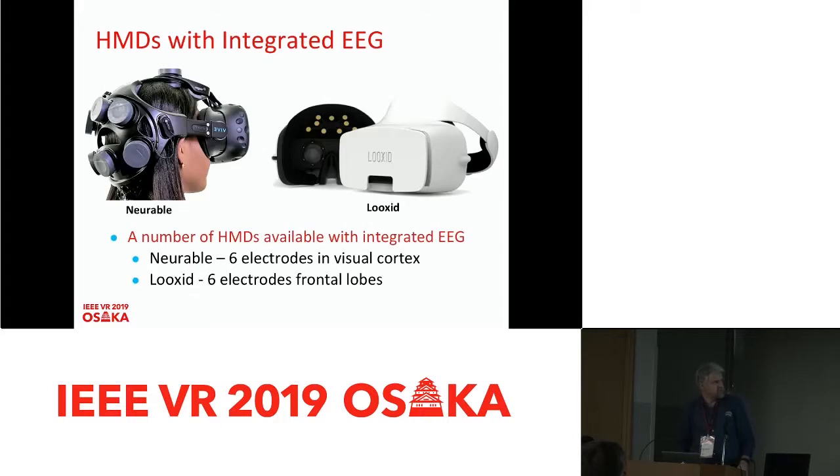So there are now some new VR displays that have EEG integrated into them. So this is the Neurable system. It has 6 electrodes at the back in the visual cortex. You can see the big blue boxes there, or cylinders. And then we also have a Lucid system, which is the one on the right, that has 6 electrodes in the frontal lobe. And so you can buy these now and use them as well. And I think you'll see over the coming years more and more companies starting to integrate EEG and other physiological sensors into the headset displays themselves.